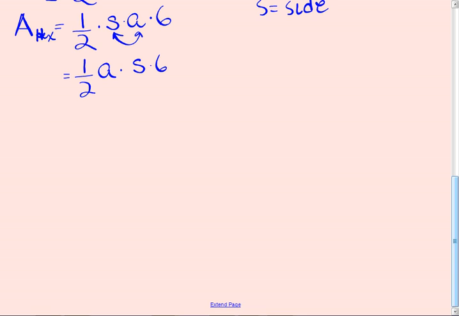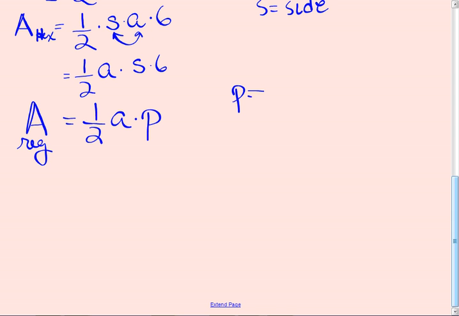So there it is. There's the formula. It's 1/2 A times the perimeter. That's the area for a regular polygon. I don't care what it is. Now the perimeter is equal to the length of the side times the number of sides.